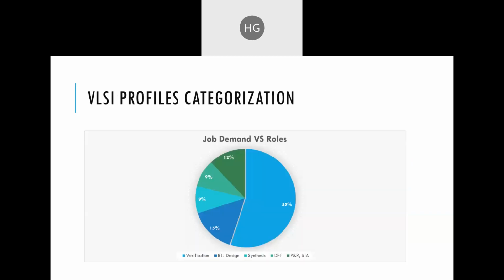Next, how are the profiles categorized? What are the demands versus roles? In this graph, I have put all the roles we have, generally, and what the job demand and profiles in the market are. Suppose you are going for verification: out of 100, you are going to find 55 jobs for verification.